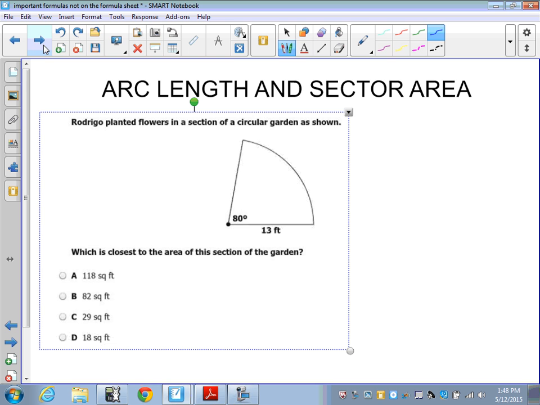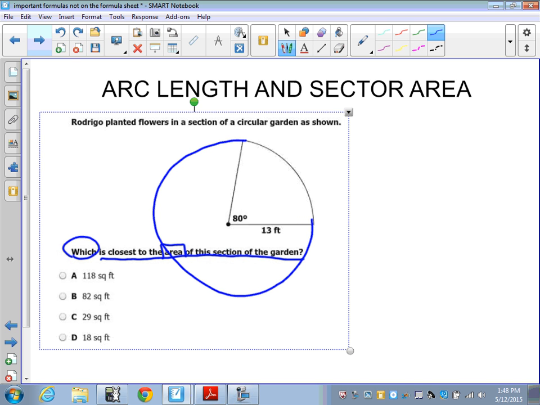Here's another one. Which is the closest to the area? So we should see that this is part of an entire circle. So which is the closest to the area? Pi r squared times 80, that's our central angle, over 360.